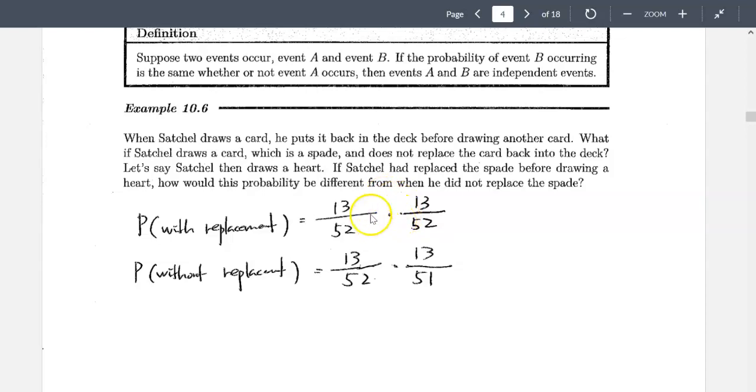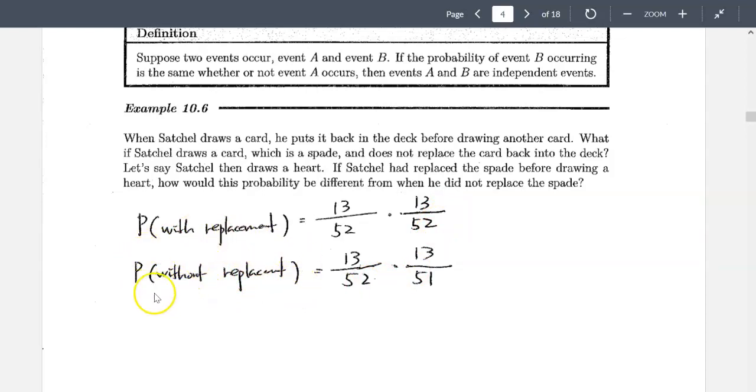Any notion of the word "and," A-N-D, it means you multiply. So what I change, you get one spade card followed by another spade card. Now the second spade card also has a chance of 13 out of 52. But all right, so what if you do it without replacement?